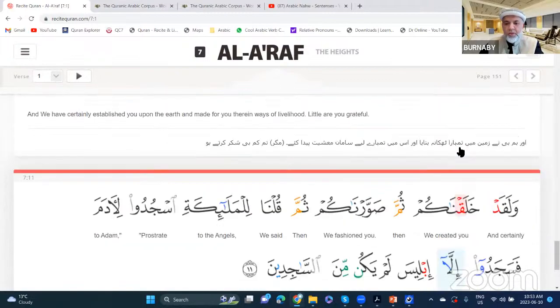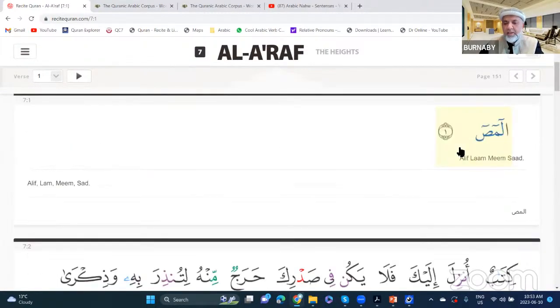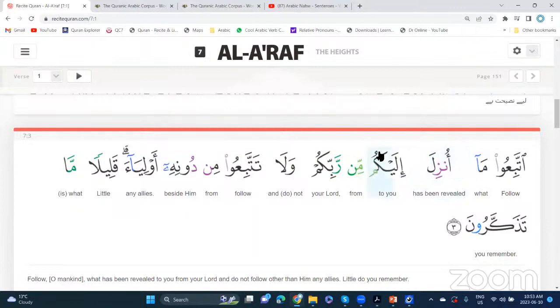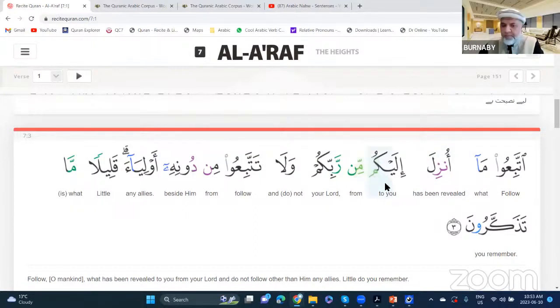Okay. So let's take a look at some more ayahs here, just anywhere from the Quran. It doesn't have to be any specific ayah. Ittabi'u ma unzila ilaykum. What is this ilaykum? Is ilay a harf-e jar? Is kum an attached pronoun? Is this murakkab jari?